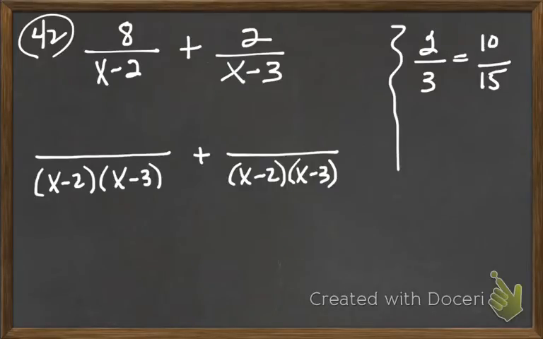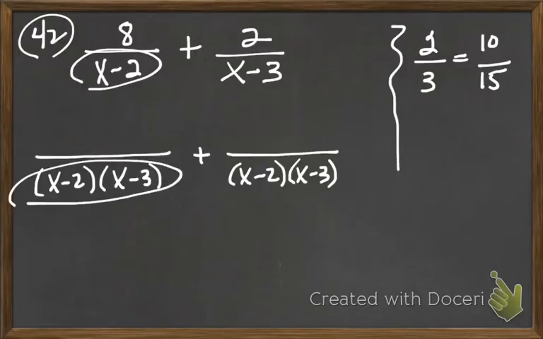So you're doing the same thing with this. It's just more complicated because you have the variables. So look at your old denominator. Here's your old denominator. What are you multiplying it by to get your new denominator? You're multiplying x minus 2 times x minus 3. So you've got to multiply the top by x minus 3.